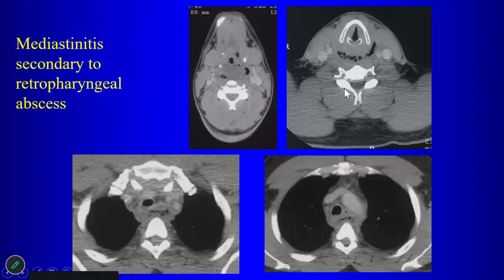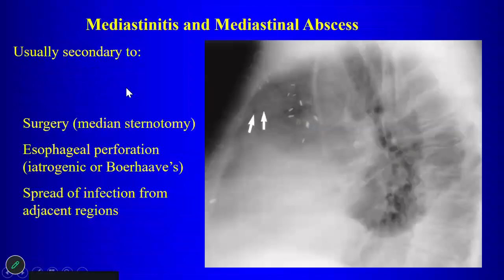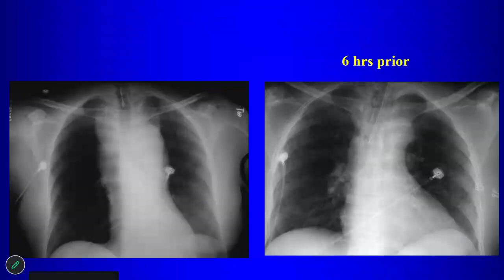So it's important if you're imaging these patients. That's why your routine CT scans of the neck will go down to the tracheal bifurcation, right? You also want to evaluate the mediastinum. So retropharyngeal abscesses can also extend down to the mediastinum, okay? So you want to make sure about that. We've talked about mediastinitis and mediastinal abscesses.